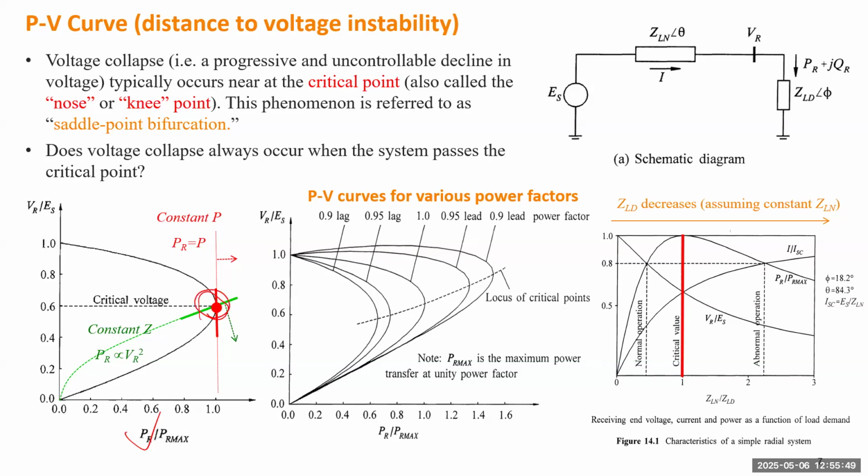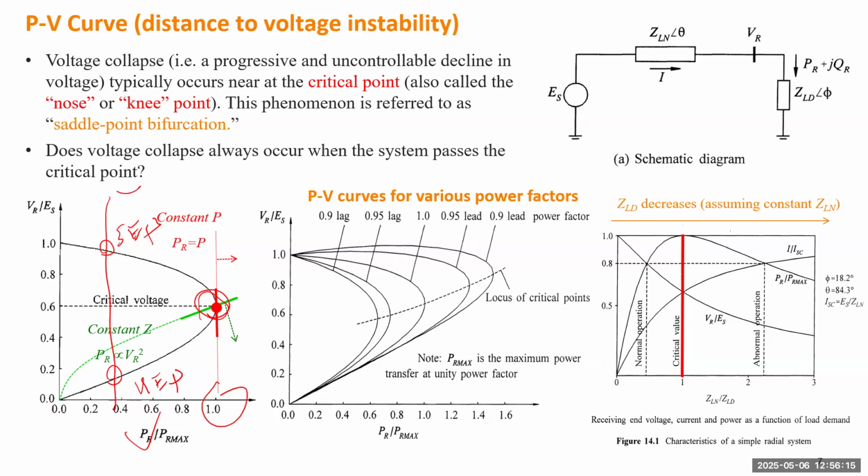So it basically has a critical point. We call it a nose point or knee point. That is the boundary of voltage stability. If you have a load less than this value, this 100% of the maximal load, and you draw a vertical line, it will intersect with the curve at 2 points. The top one indicates the SEP, the stable equilibrium point, and the lower one is the UEP, the unstable equilibrium point.